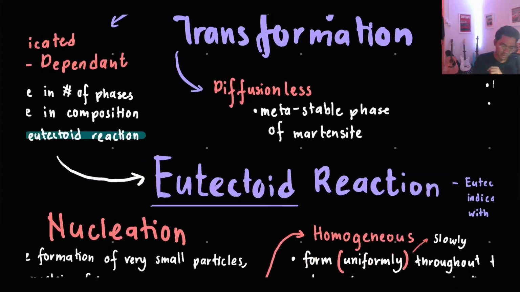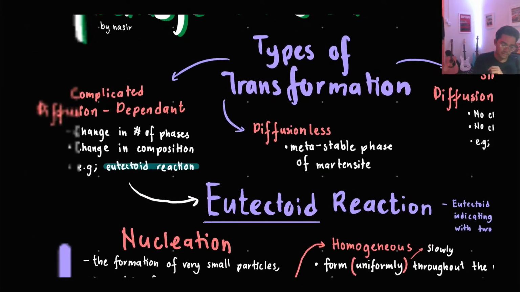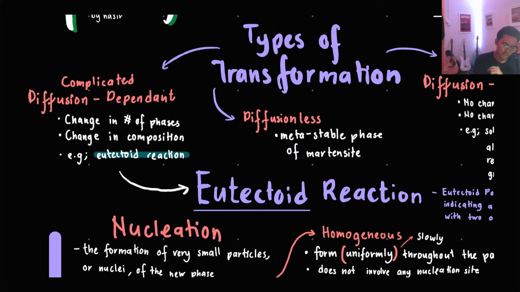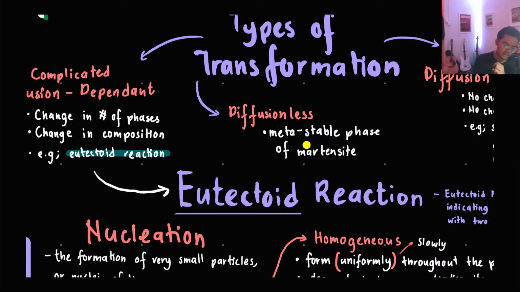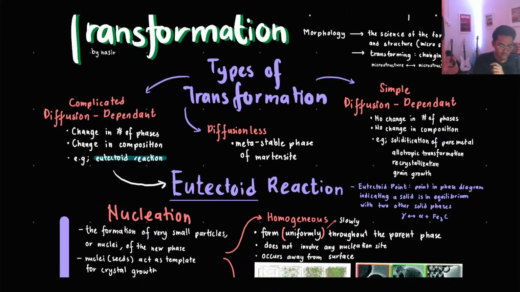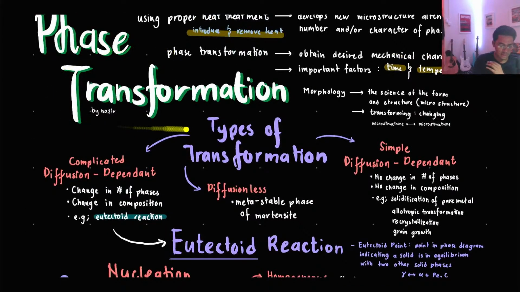Okay, so what happens if we do not have diffusion? Without diffusion, it is the metastable phase of martensite. So each of these types of transformation is included in the phase transformation process.